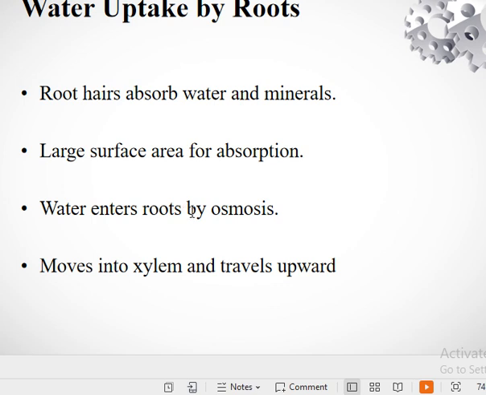Water enters roots by the osmosis process and then the xylem receives the water from the root and passes it to the upper part of the plant body, and it travels upward. Root hairs absorb water and minerals, with a large surface area for absorption. Water enters roots by osmosis and moves into the xylem.